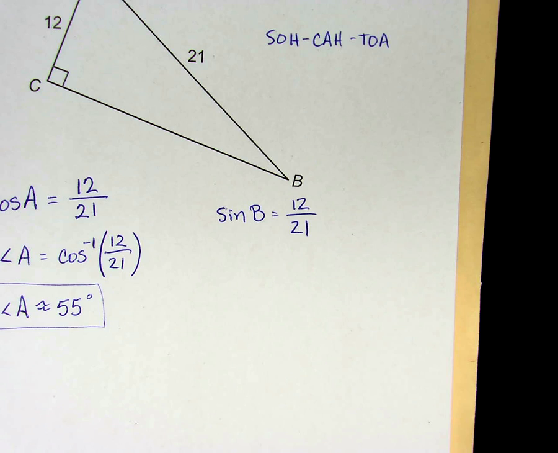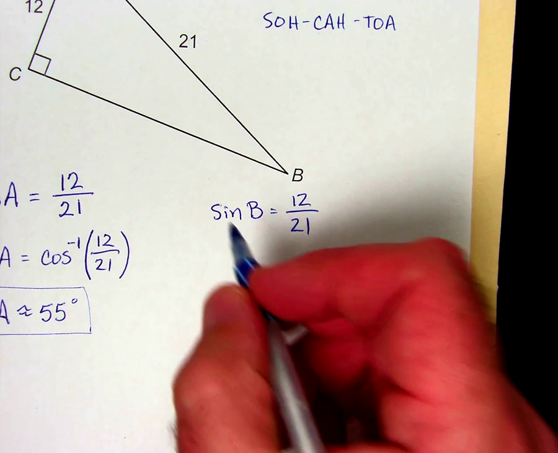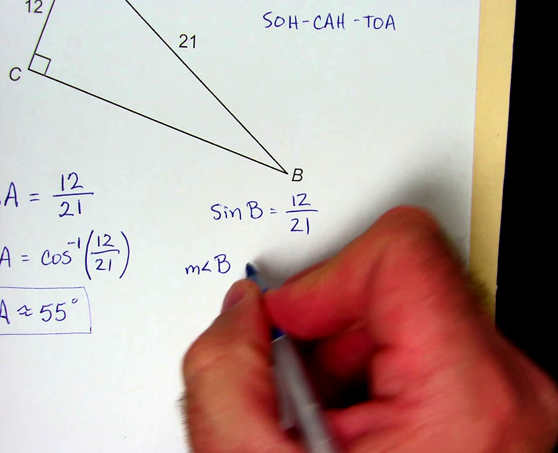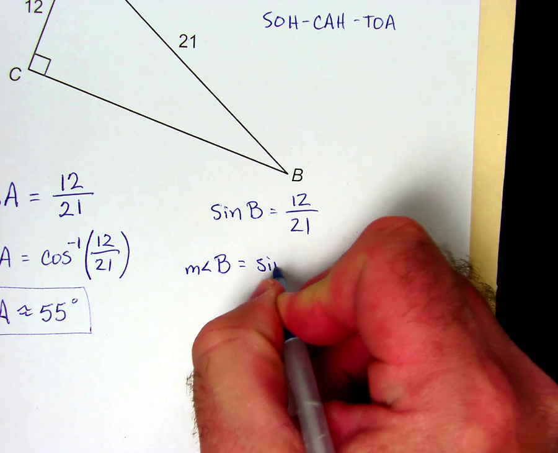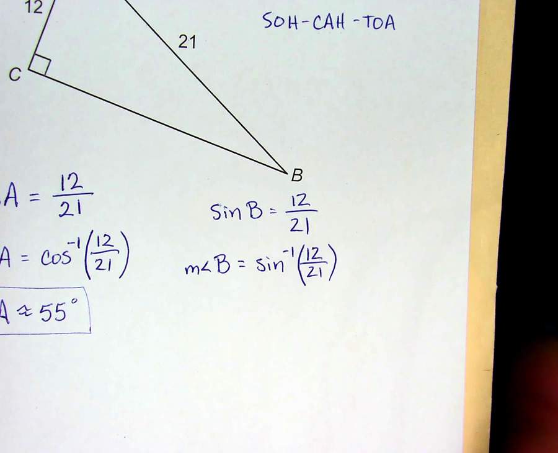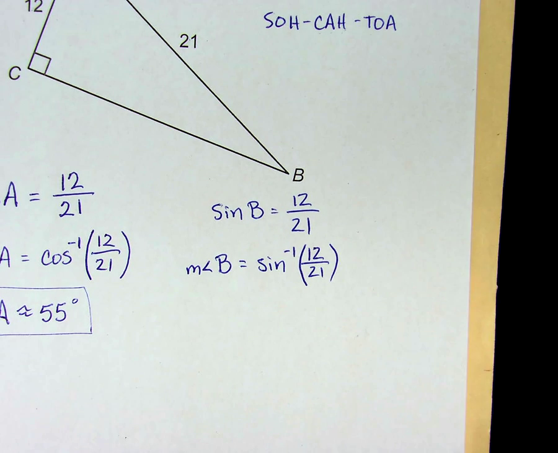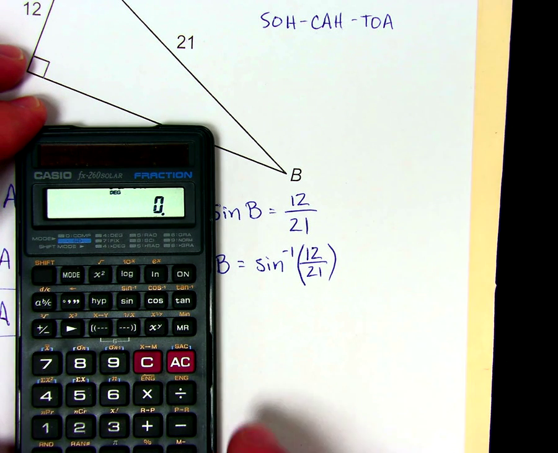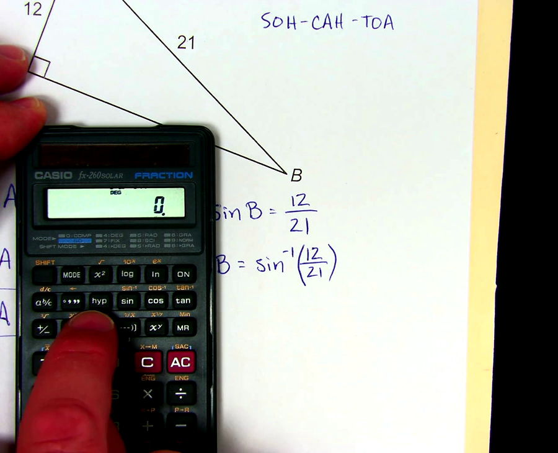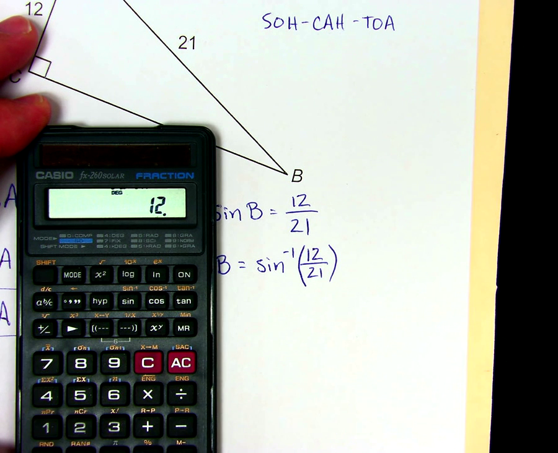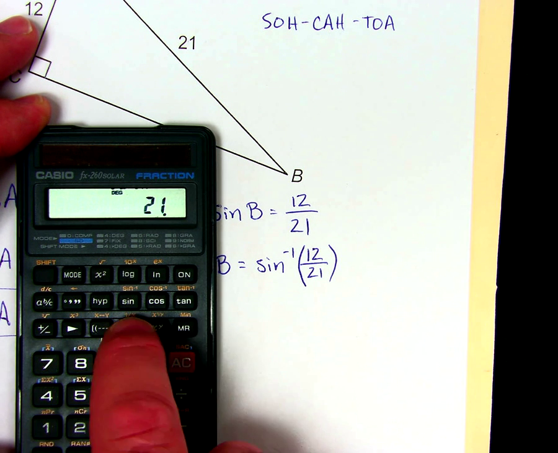Haven't solved that for B yet. So B, the measure of angle B, is the inverse sine of the fraction 12 divided by 21. If I use a calculator here, this one does not follow the order of operations, so I need grouping symbols. I have 12 divided by 21. Close that.